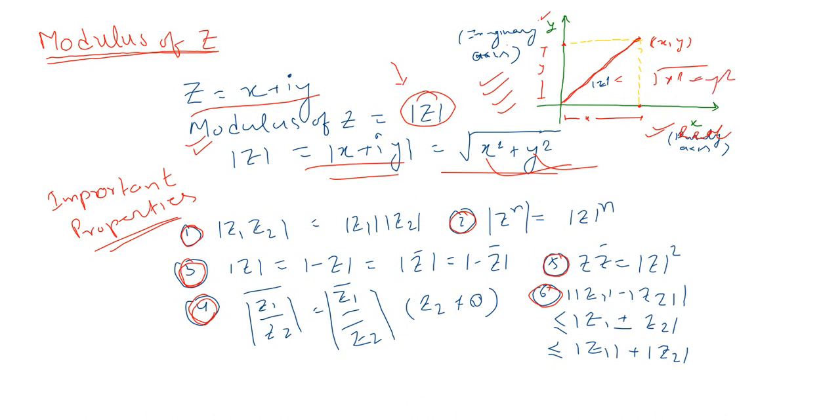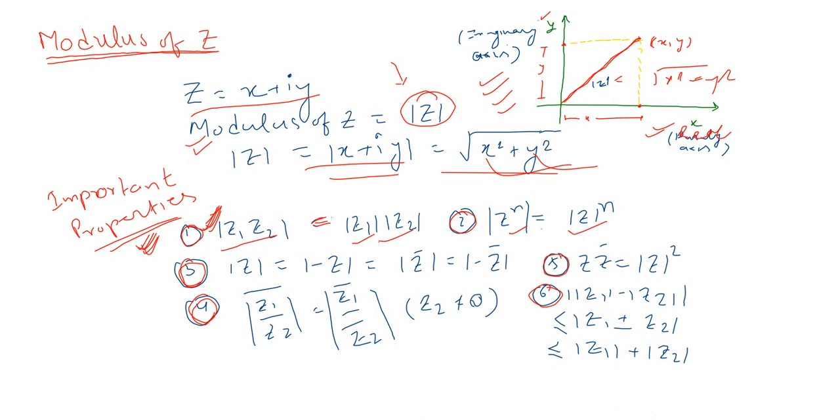There are some important properties. Some basic properties are also there, but we are not discussing those. We are only discussing the properties that are a little bit special about mod. If you have z1 into z2, mod of z1 into z2 will be equal to mod of z1 into mod of z2. The second one is a generalization of the first property: mod of z raised to power n is equal to mod of z raised to power n.